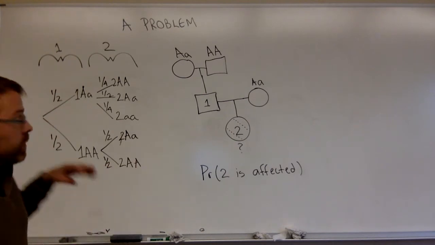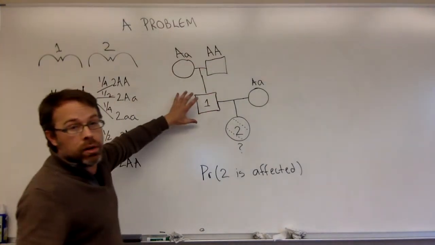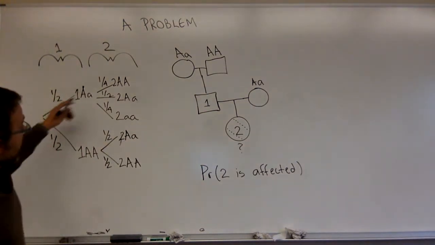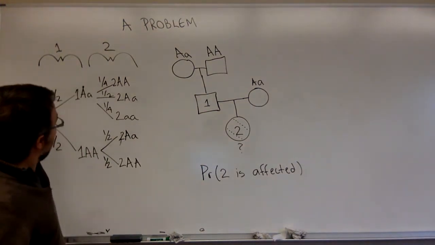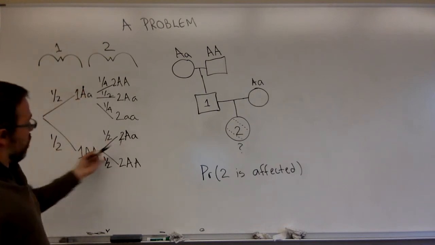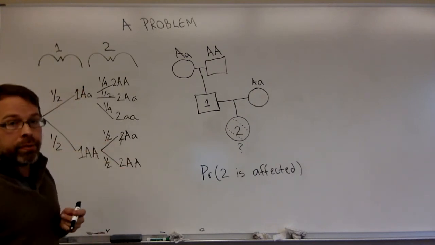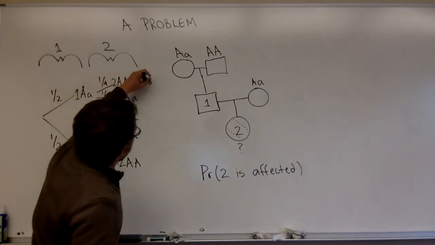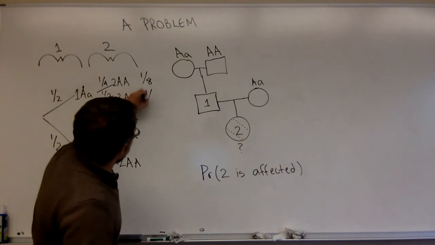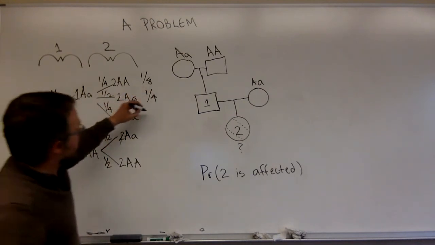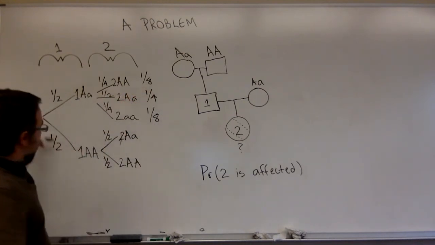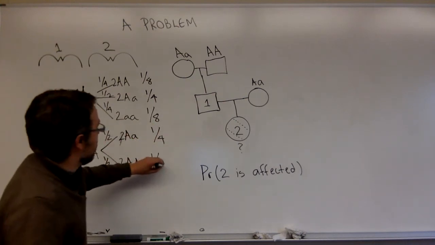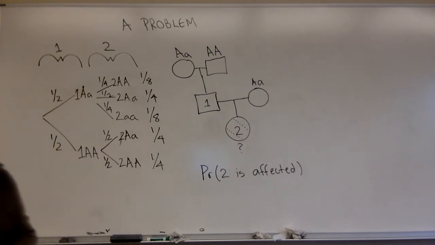Okay, so now what we've done is we've gone through all the possibilities of the genotypes for both 1 and 2. And we can multiply, so we have 1, 2, 3, 4, 5 possible paths. And for each one we can multiply it out, so 1/2 times 1/4, that means this path is 1/8, 1/2 times 1/2 is 1/4, 1/2 times 1/4 is 1/8, 1/2 times 1/2 is 1/4, and 1/2 times 1/2 is 1/4. So we have the probability of the different paths.